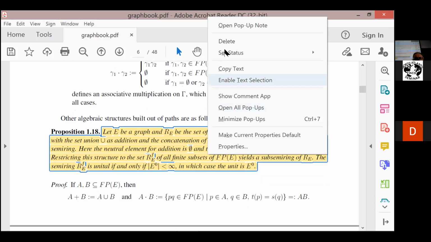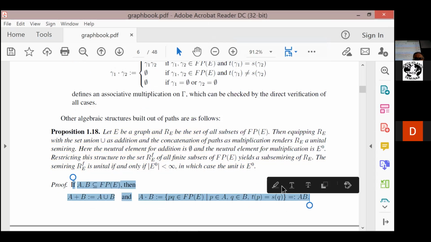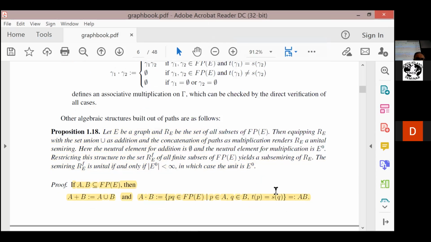Delete, okay. And now we highlight this so that it's completely clear what we mean by addition and multiplication. So I take any subsets in FP. So these are sets of finite paths in E, but these sets can be infinite. I'm not telling you that A and B are finite sets. So A plus B is simply defined as their set union. Obviously, the union of subsets is a subset.